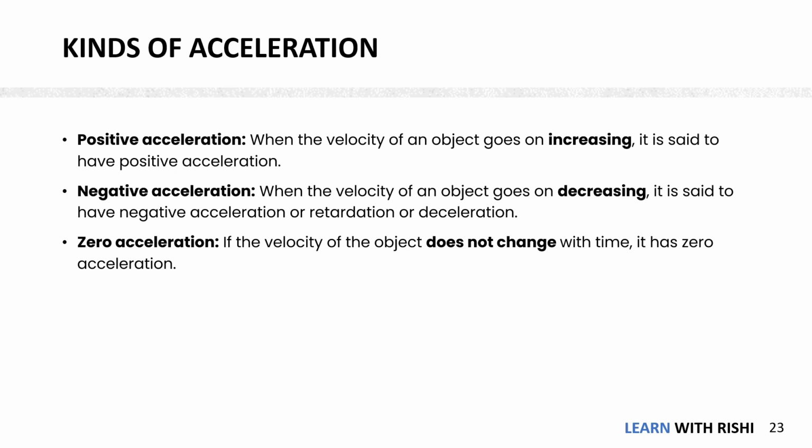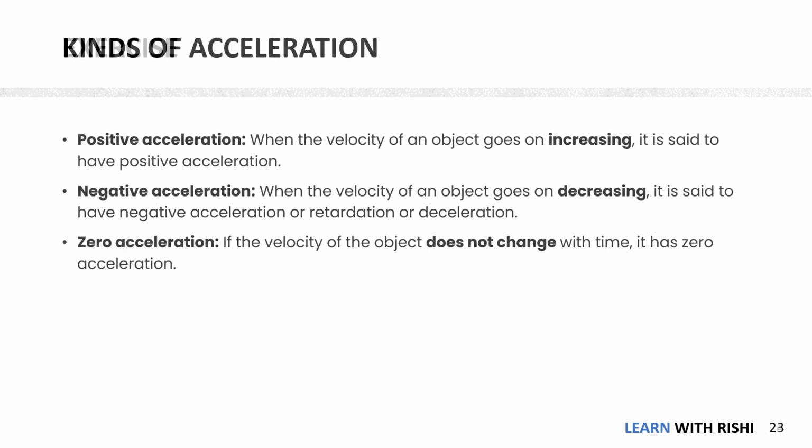Negative acceleration is also known as retardation or deceleration. So there are three words for negative acceleration: one is retardation, one is deceleration, and negative acceleration. When the velocity decreases, it is negative. When it increases, it is positive acceleration. When it does not change, it is zero acceleration. I hope you understood what are the kinds of acceleration.